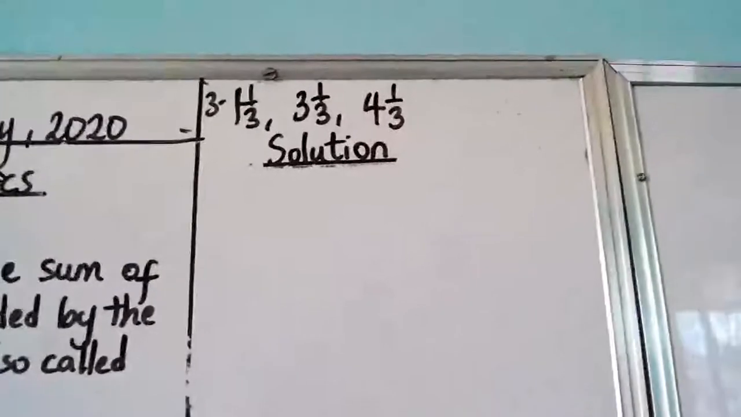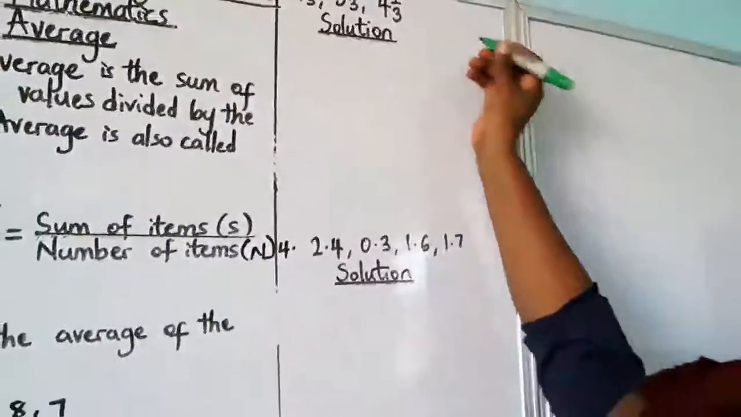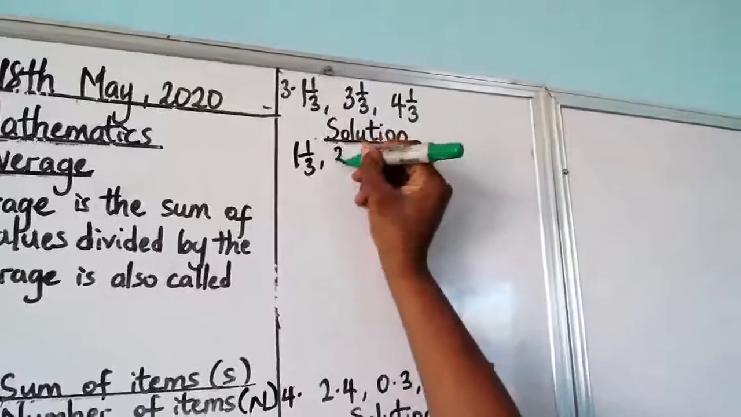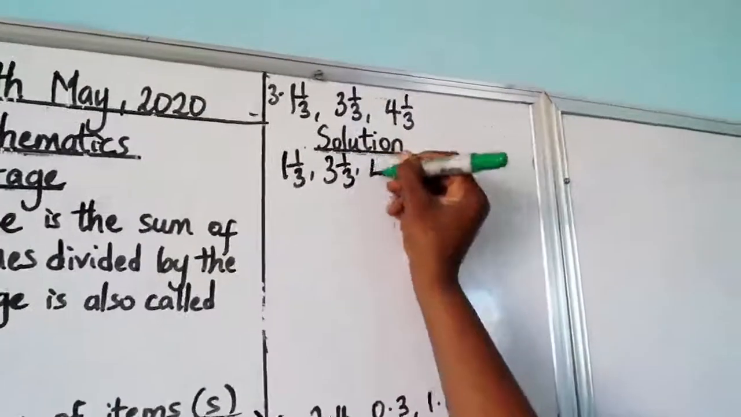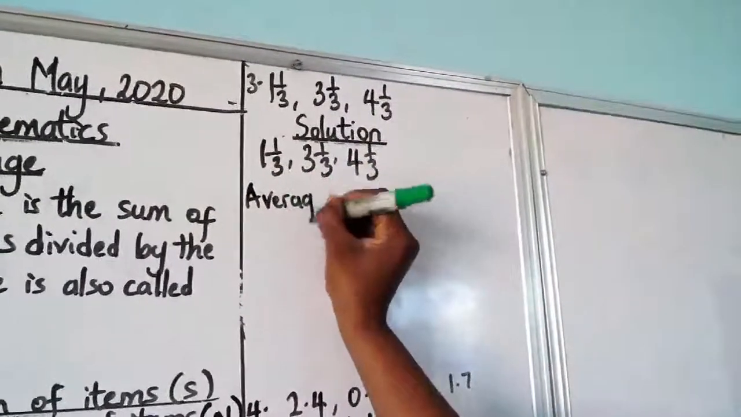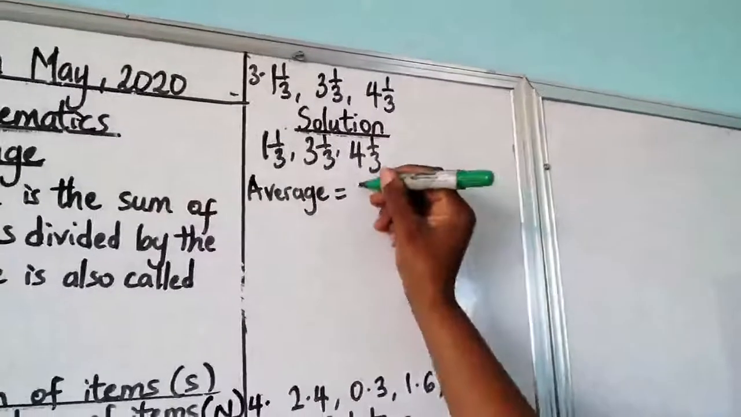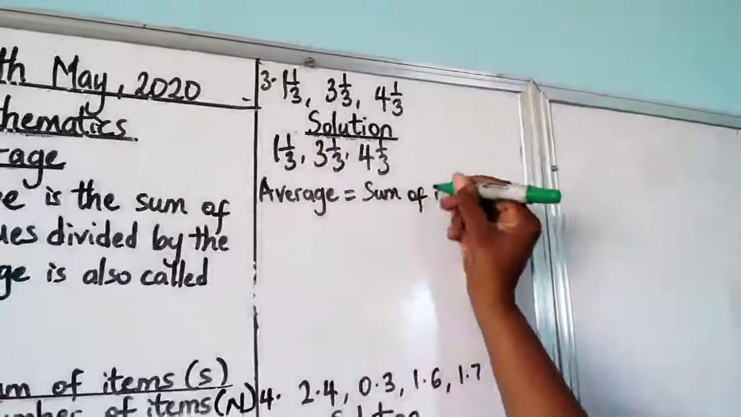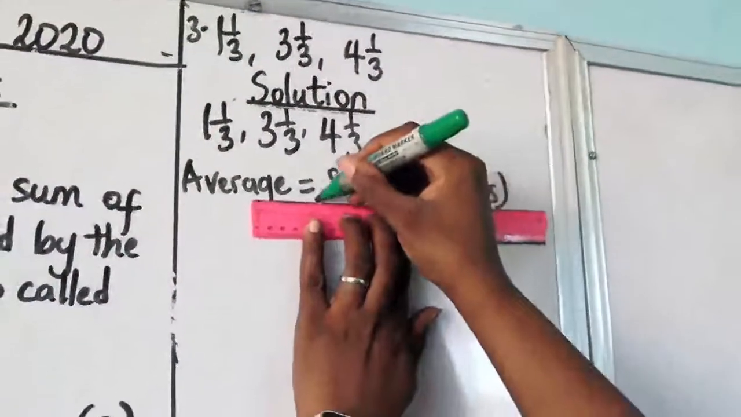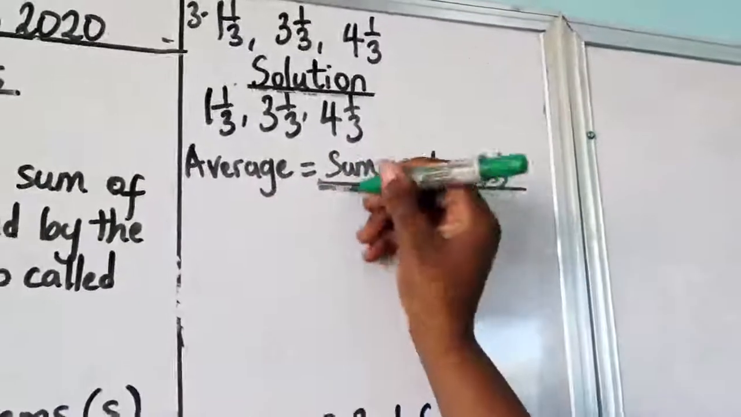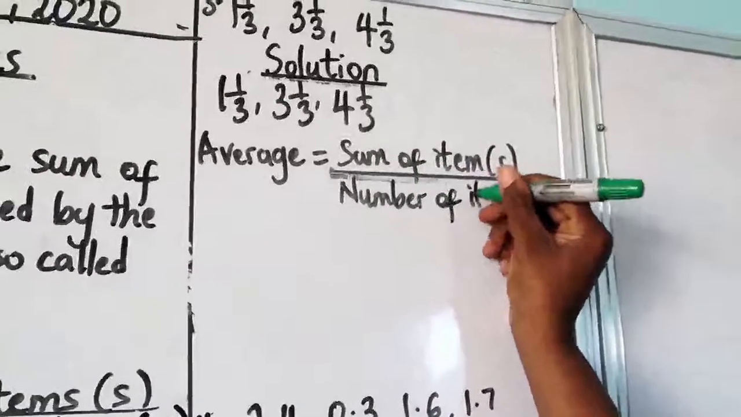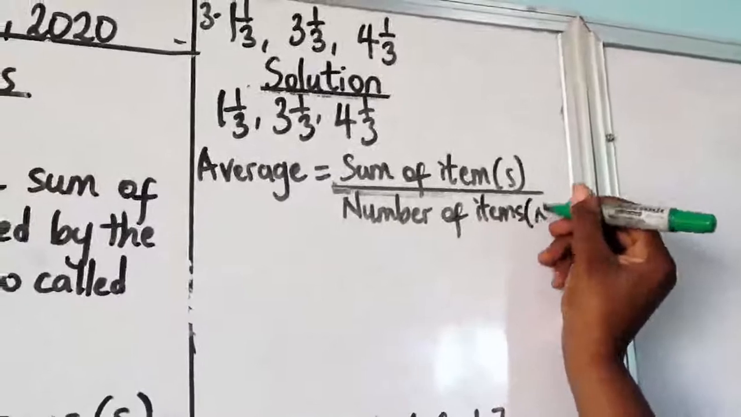Let's do this example together, everybody. We have here 1 whole number 1 over 3. We have 3 whole number 1 over 3 and 4 whole number 1 over 3. Let's write down our formula. Can you tell me the formula for average or mean, everybody? Excellent. Can you say it louder? Beautiful. Only the boys? Yes, and only the girls. Beautiful. Sum of items over number of items.